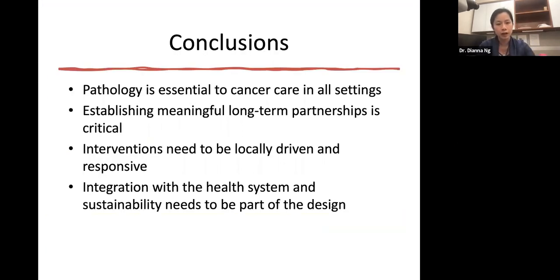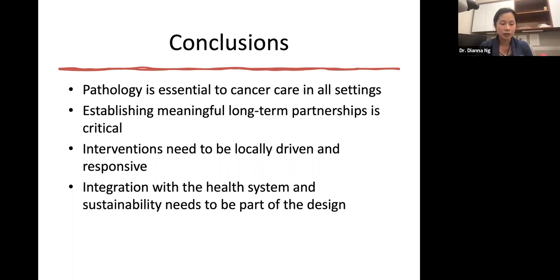So in conclusion, pathology is essential to cancer care in all settings, and it's really important to establish meaningful long-term partnerships. And essentially, everything I've done is basically because of the partnerships that my mentors have built. The partnership at MUHAS is probably 20 years old, so I really benefited from that long-term relationship. Interventions need to be locally driven and responsive, and really need to be built to be sustainable from the get-go.